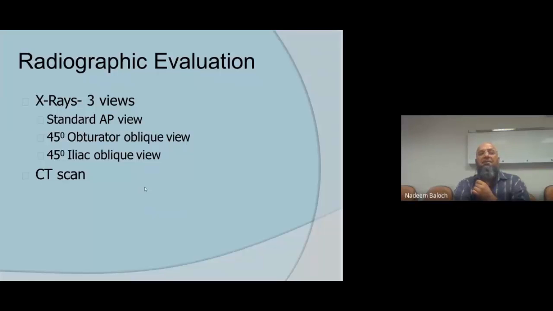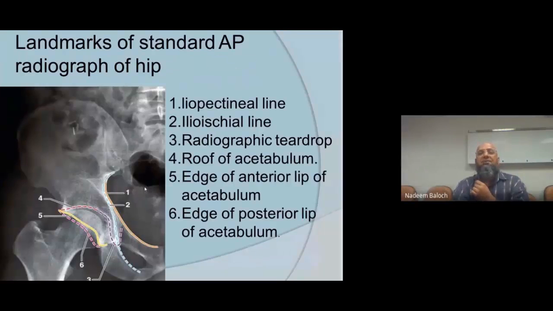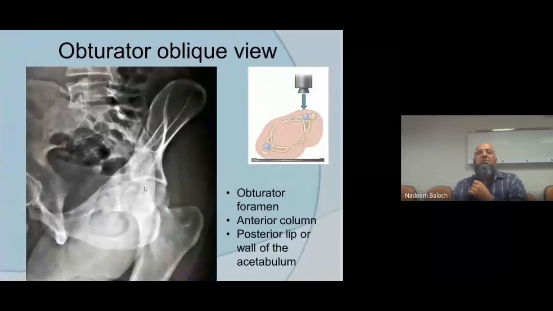This is the anatomy we all know: the iliopectineal line, the ilioischial line, the teardrop, the roof of the acetabulum, the edge of the anterior lip, and the edge of the posterior lip. In the obturator oblique view, you can see the obturator foramen, and it's best for the anterior column and posterior lip or wall fracture of the acetabulum.